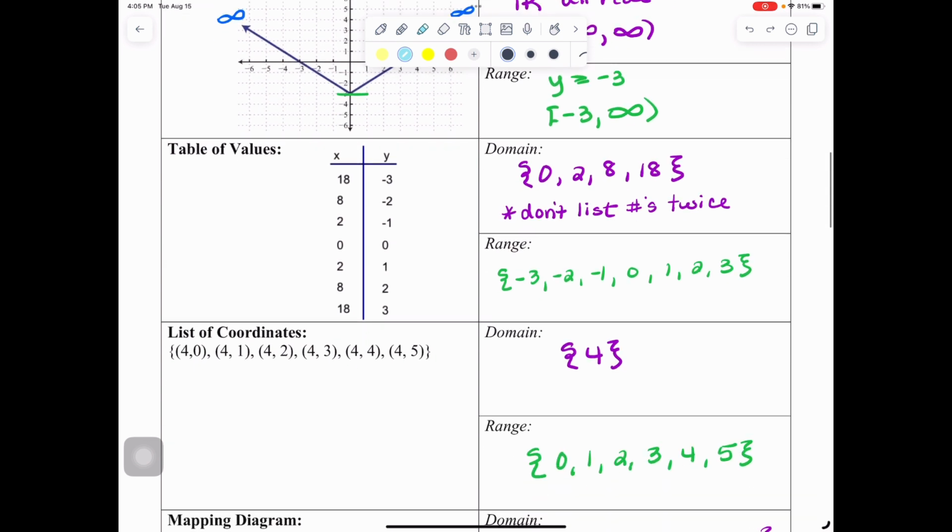For your list of coordinates, your domain are your x's. These actually have all the same x value of 4, so you're just going to list 4 by itself as the domain. And then your range is 0, 1, 2, 3, 4, and 5.